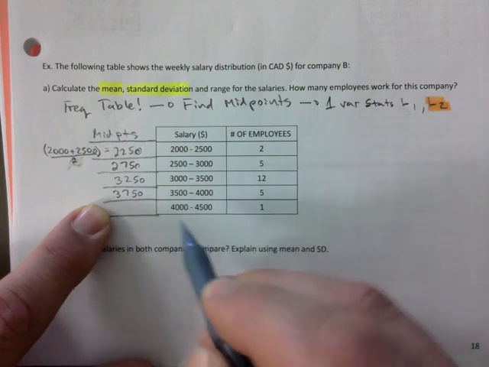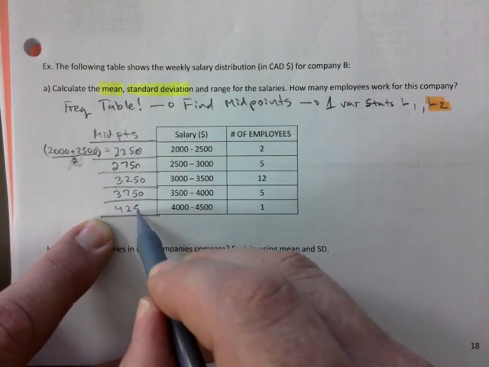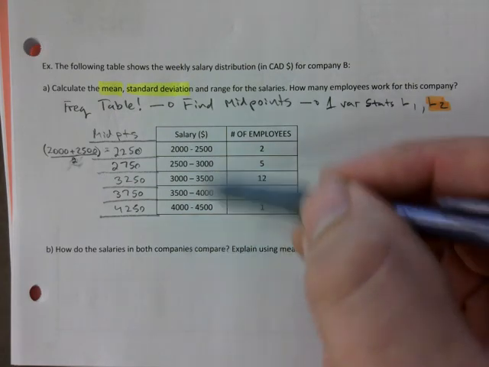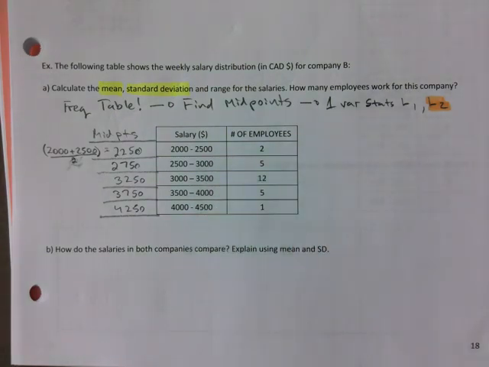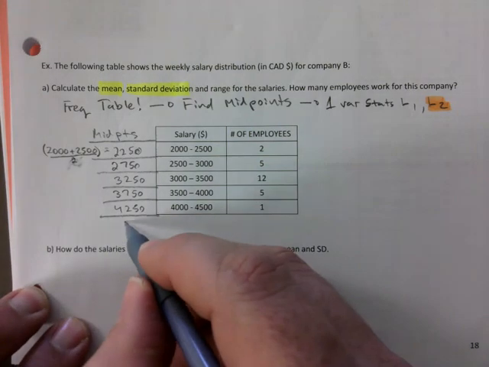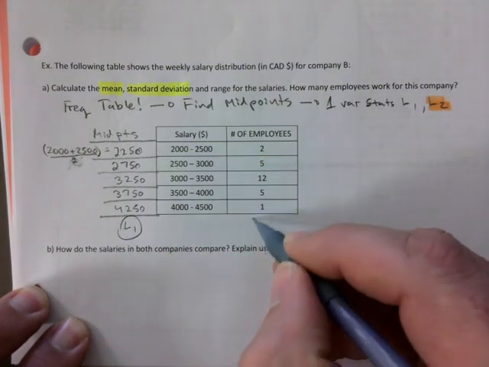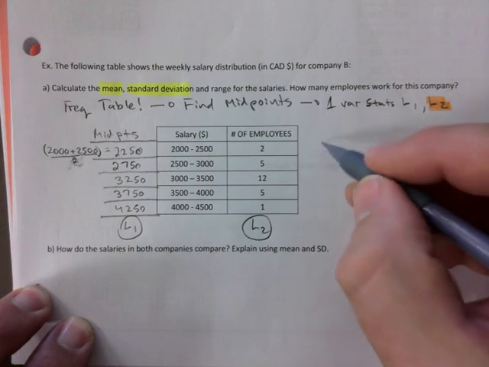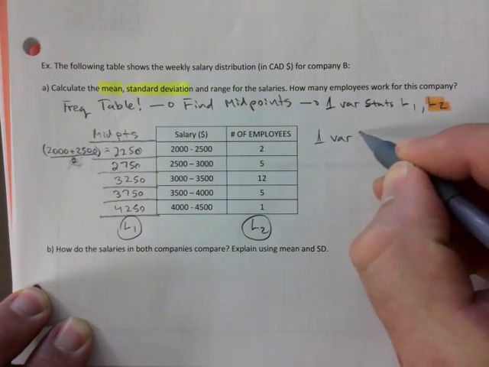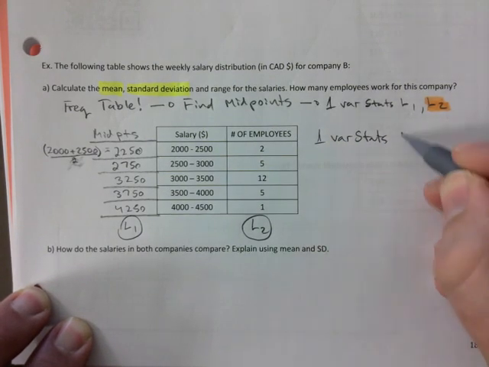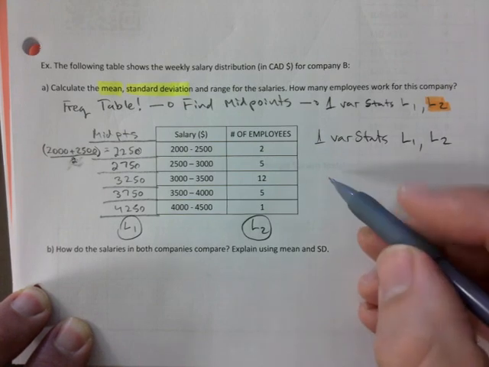So sometimes you don't necessarily need to actually calculate it. You can just look at your values and determine it. But to be safe, we figure that out. Okay, so this is L1, this is L2. So one variable stats, L1, comma L2.